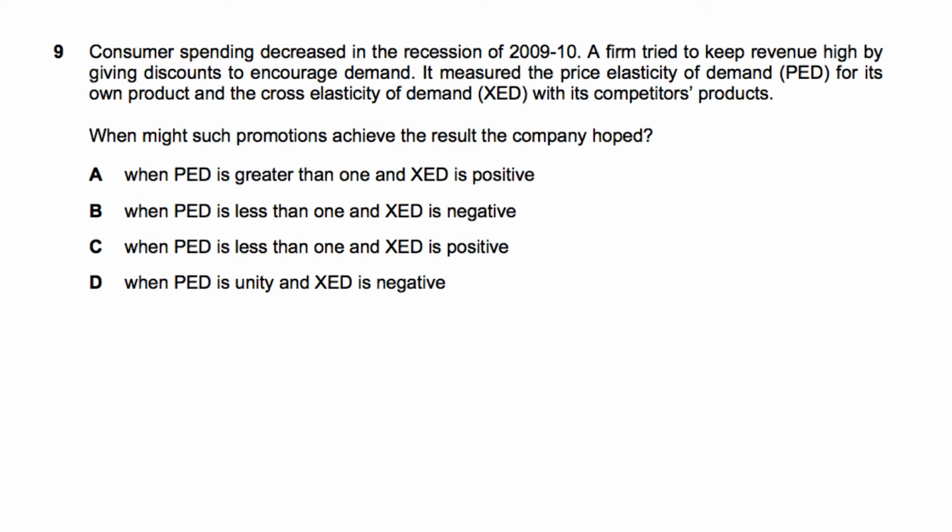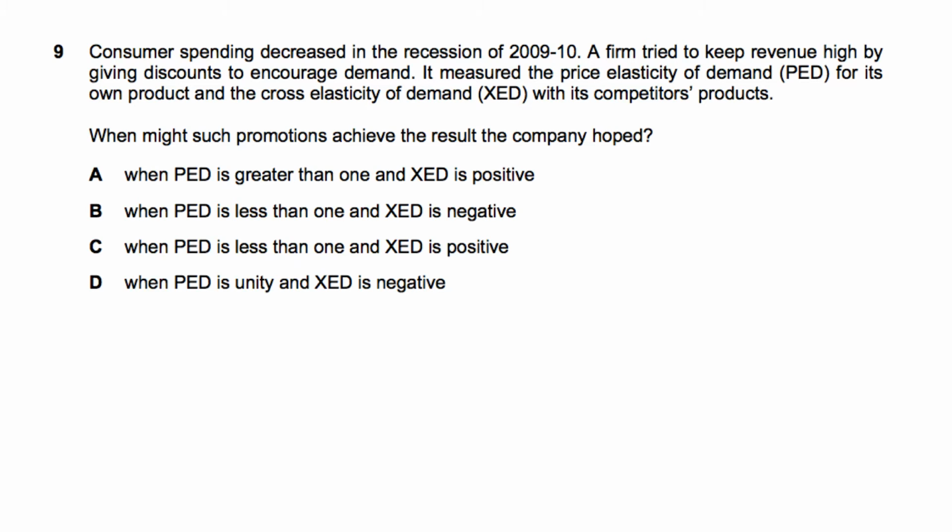This is question number 9. It says the consumer spending decreased in recession. A firm tried to keep revenue high by giving discounts to encourage demand. It measured the price elasticity of demand for its own product and the cross elasticity of demand, or XCD, with its competitors' products. When might such promotion achieve the result the company hoped?